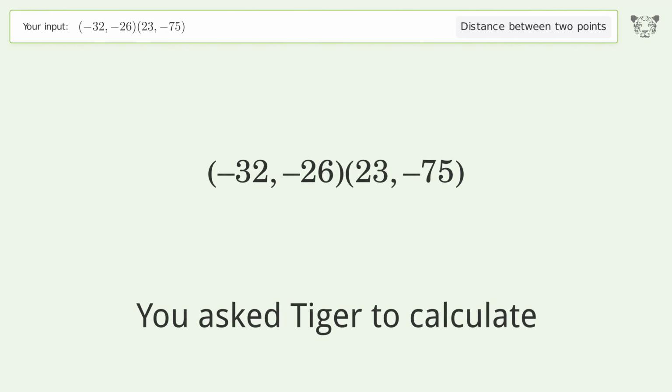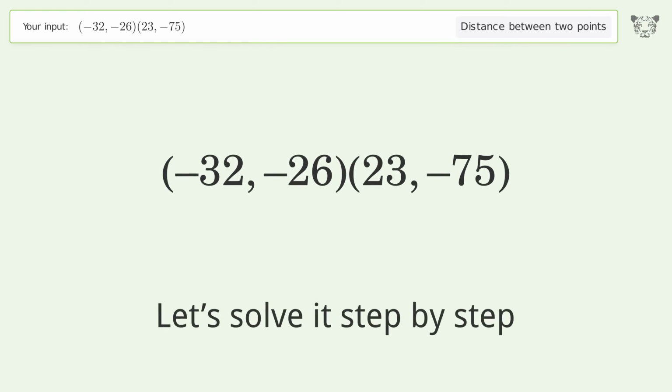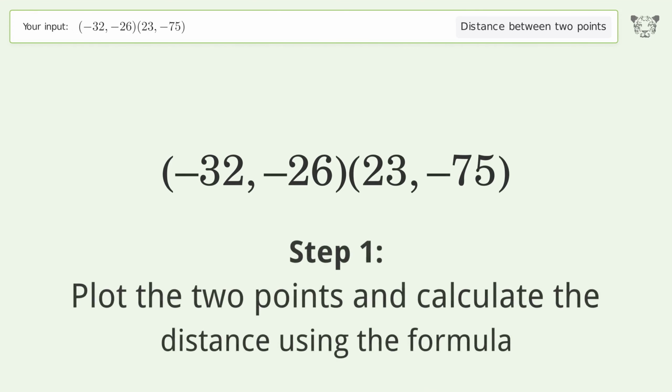You ask Tiger to calculate. This deals with the distance between 2 points. The distance between the 2 points is the square root of 5,426, or 73.661. Let's solve it step by step. Plot the 2 points and calculate the distance using the formula.